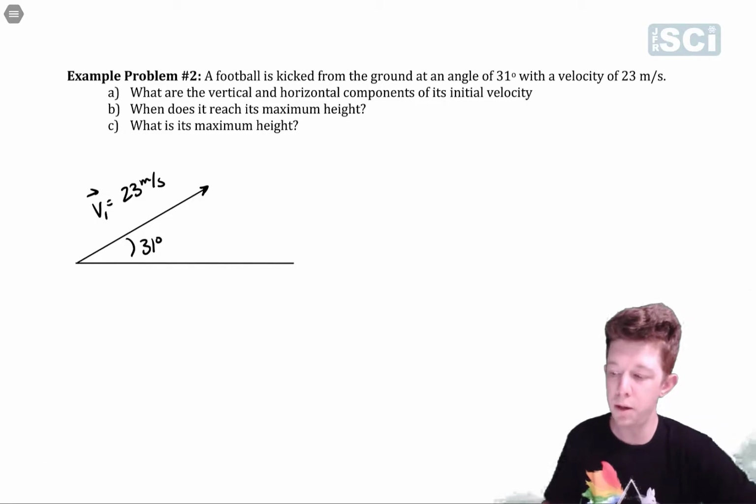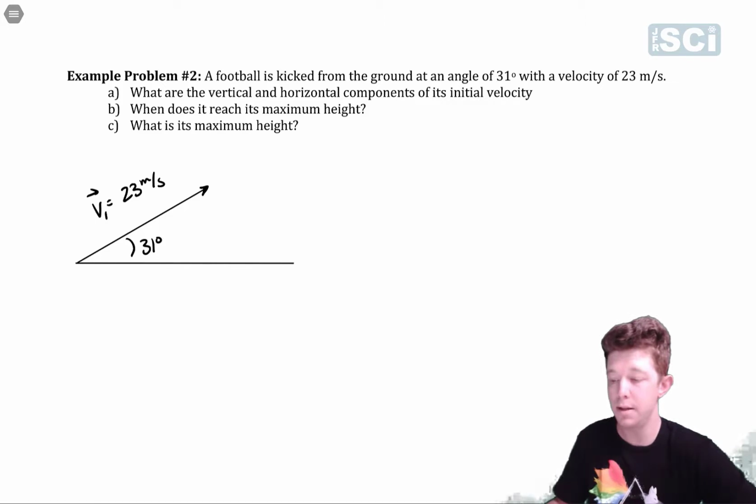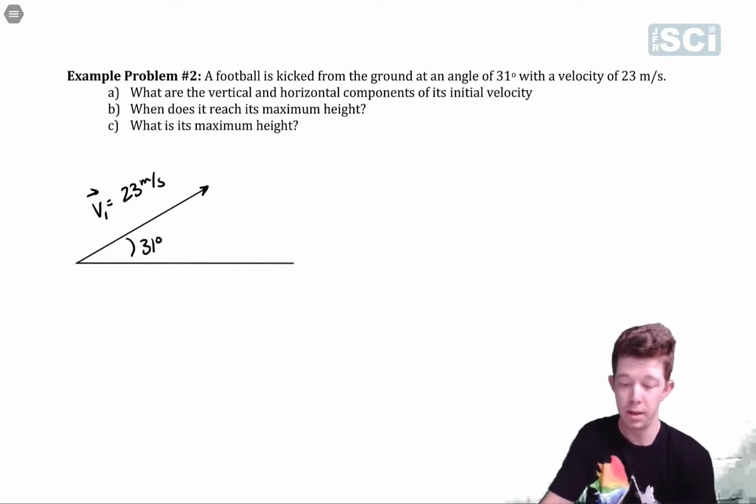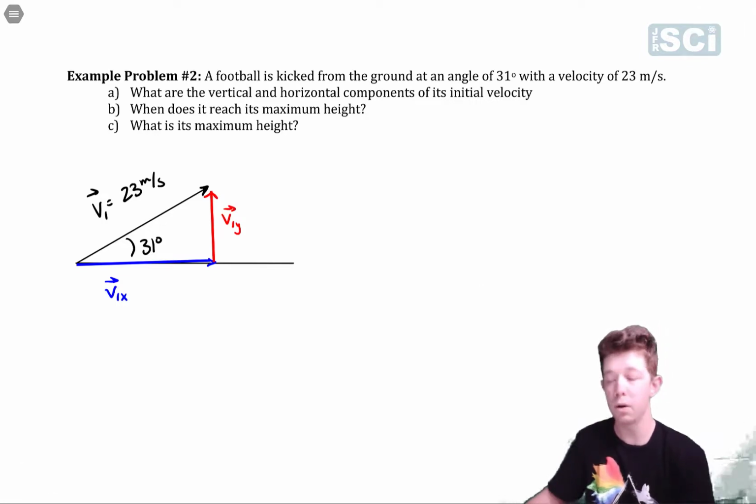And what I want to do is find the components of the x and the y initial velocities. And then I want to find what's the maximum height that this football reaches. When does it reach that height? And then what is the actual height? So part A is asking us to determine the components. So the initial velocity can be made up of a velocity in the x direction and a velocity in the y direction. So those are the two pieces that I want to try to find for part A of the question.